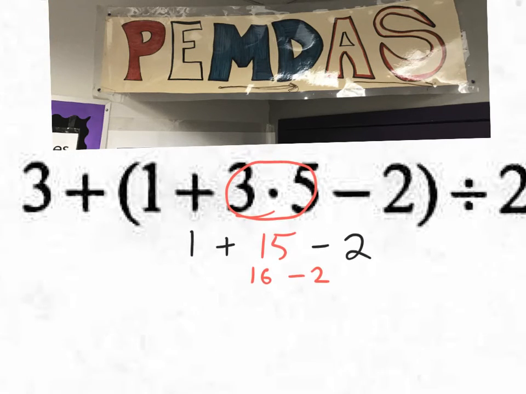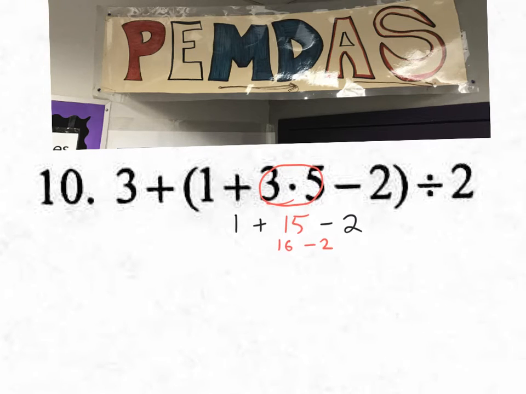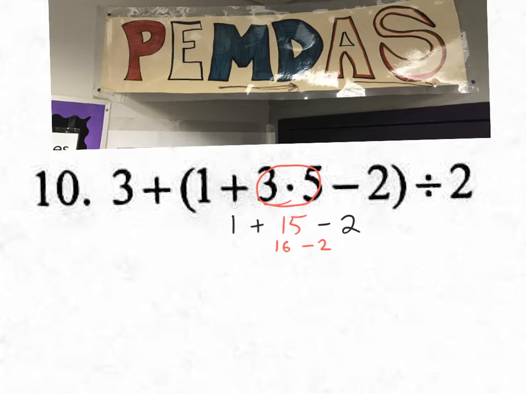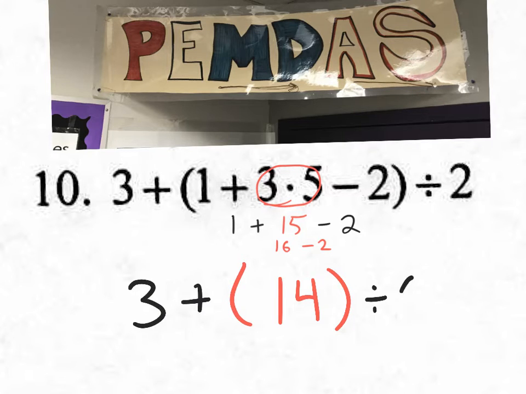So let me zoom out, because that's what parentheses made us do. It made us zoom in. So let me rewrite everything. And on the inside of the parentheses, the only thing I have left is 14. So let me bring down the plus sign, the 3, and the divided by 2.